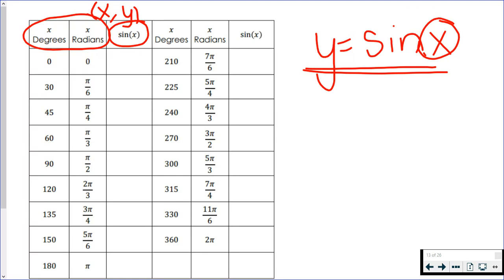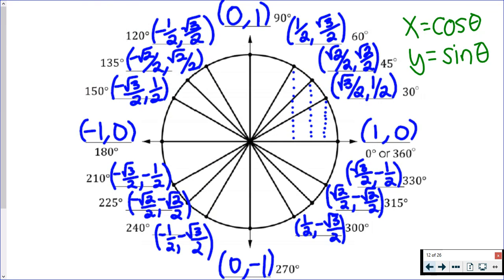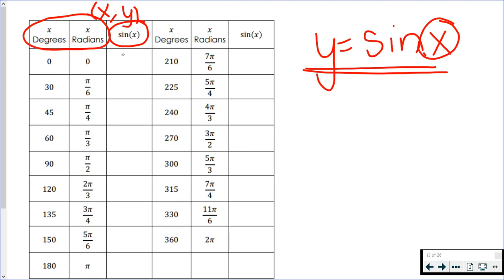Now the first x value I have is 0 degrees or 0 radians, whichever you prefer. Looking at the unit circle, 0 degrees is over here on the right. Sine of 0 degrees is just the y value of that coordinate at 0 degrees. So sine of 0 is just equal to 0.